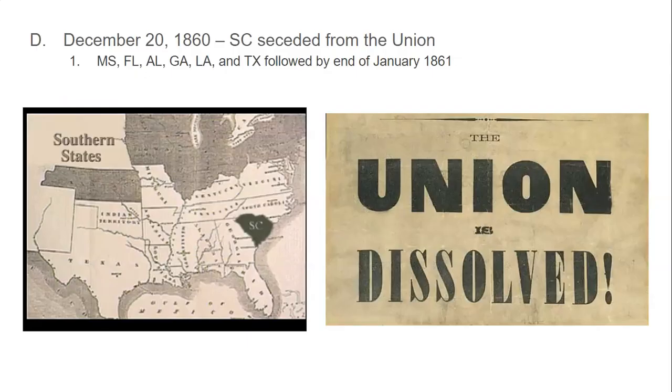So on December 20th, 1860, South Carolina drafts a document of secession. They sign it, and they are officially leaving the United States, also known as the Union. Within the next month or so, you have several other states follow: Mississippi, Florida, Alabama, Georgia, Louisiana, and Texas. So the country is breaking apart, or as you can see here in the newspaper headline, the Union is dissolved, right? The Union, or the agreement that holds all our states together, is falling apart.